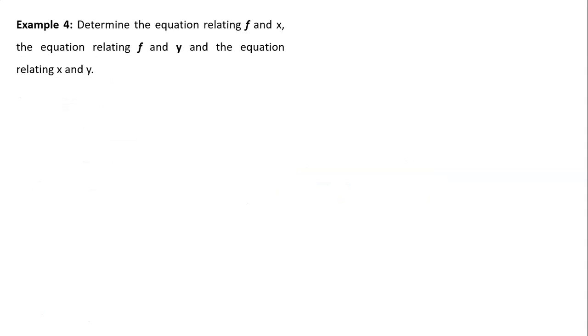Now, next problem. Same, that is, determine the equation relating F and X, the equation relating F and Y, and the equation relating X and Y. This is our diagram. Mass M is there at the Y coordinate, spring K is there in between the X coordinate and the Y coordinate, and damper B is connected to the X coordinate and to the ground, and force F is acting at the X coordinate.